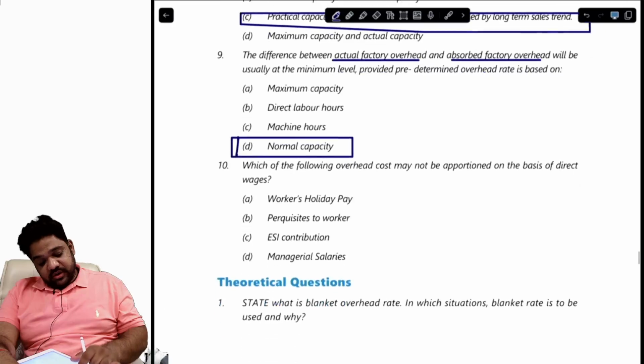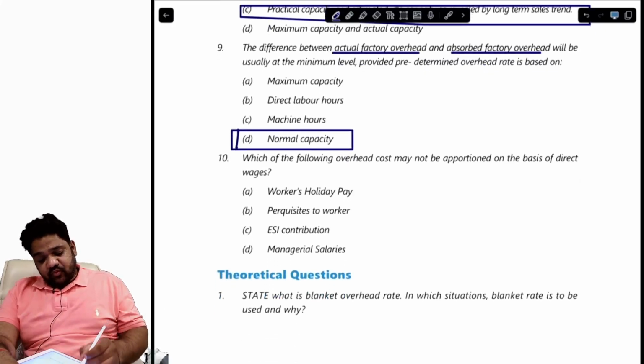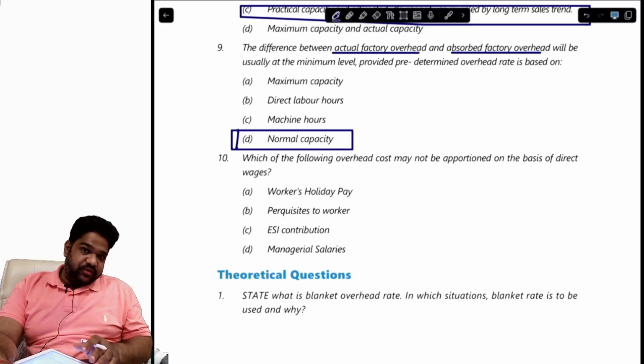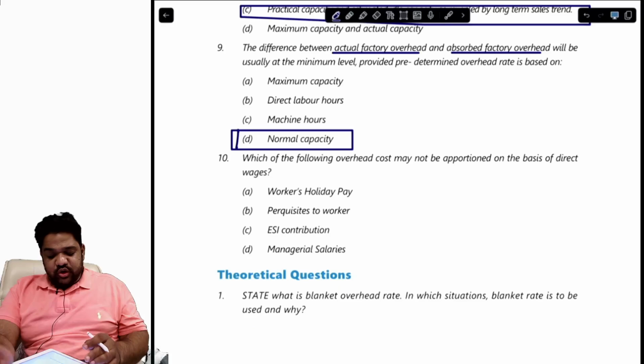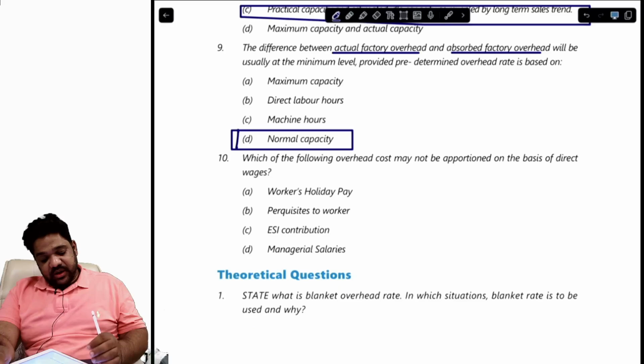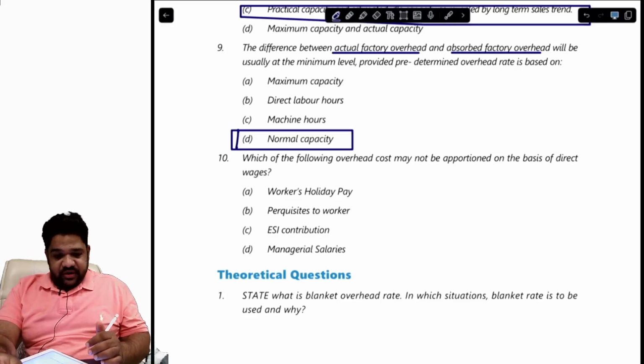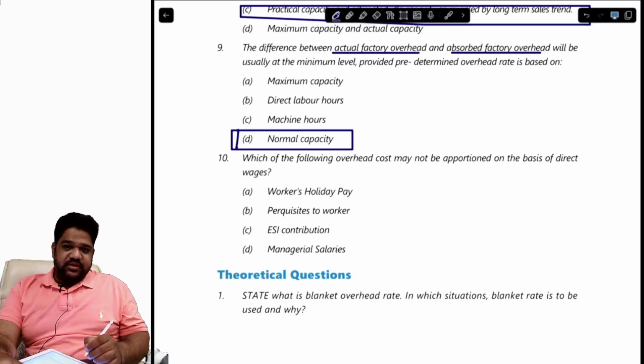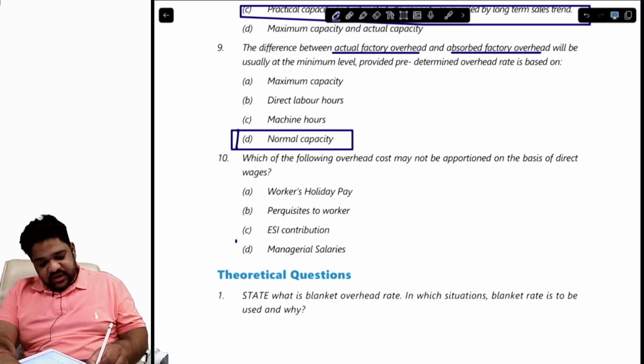Okay, then which of the following overhead costs may not be apportioned on the basis of direct wages? Workers' holiday pay, maybe. Perquisites to a worker, definitely. ESI contribution, definitely. Managerial salaries. Now, the managerial salary has nothing to do with direct wages, I guess. So, this is going to be a pick.